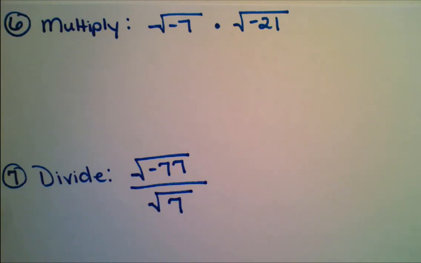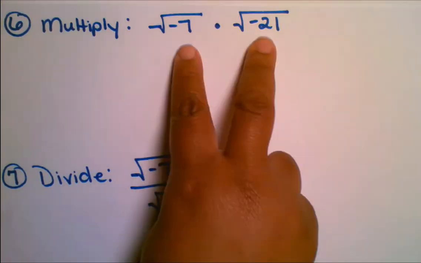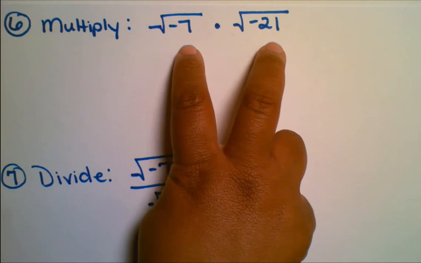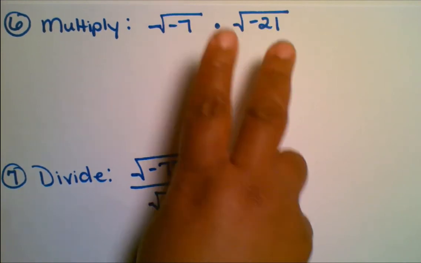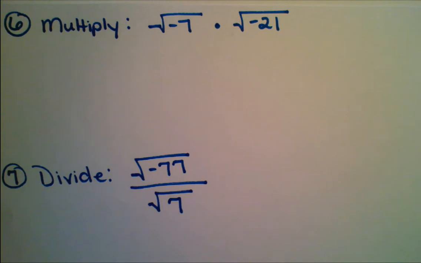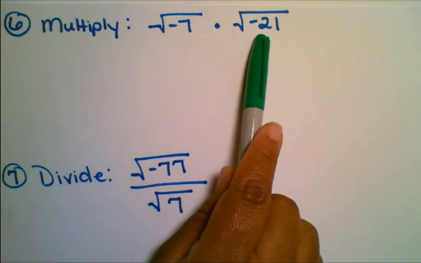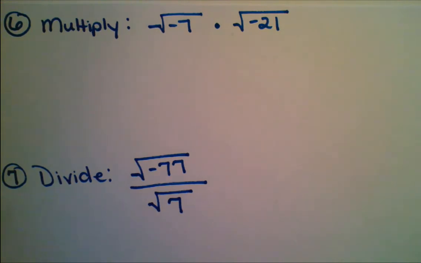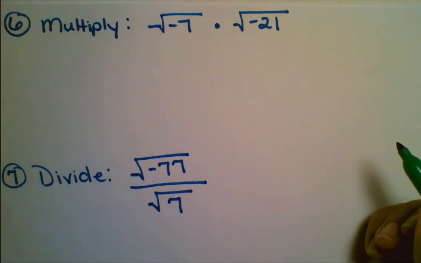Multiply, we have the square root of negative 7 times the square root of negative 2. When it comes to multiplying radicals, the radicands must be positive. And for this example, the radicands are not positive. So what we will have to do is simplify each of these radicals so we can make the radicands positive.